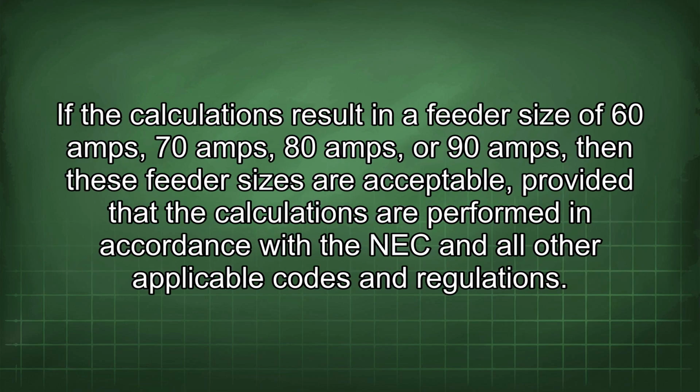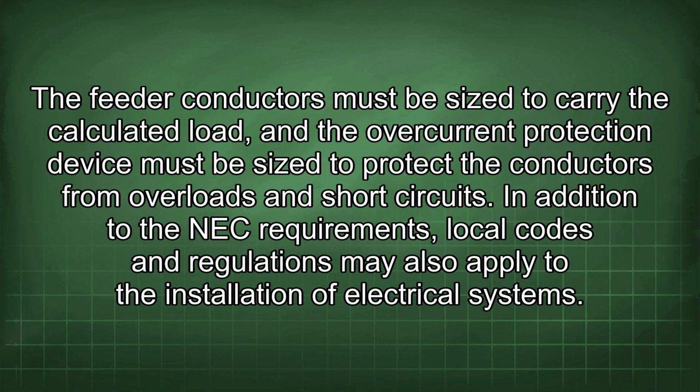If the calculations result in a feeder size of 60 amps, 70 amps, 80 amps, or 90 amps, then these feeder sizes are acceptable, provided that the calculations are performed in accordance with the NEC and all other applicable codes and regulations. The feeder conductors must be sized to carry the calculated load, and the overcurrent protection device must be sized to protect the conductors from overloads and short circuits.